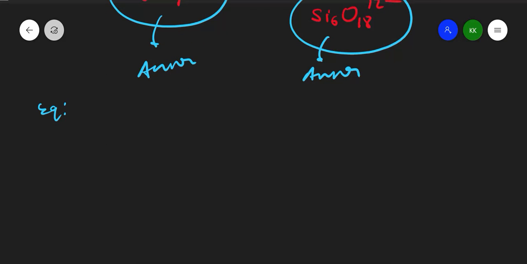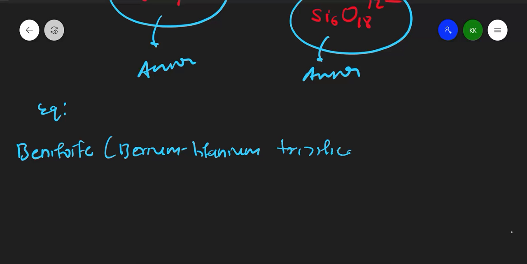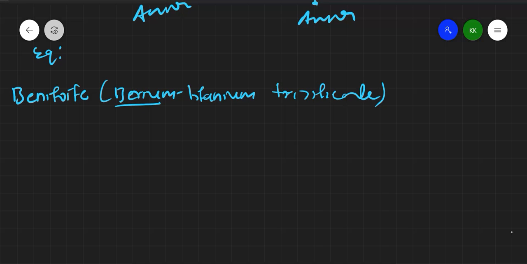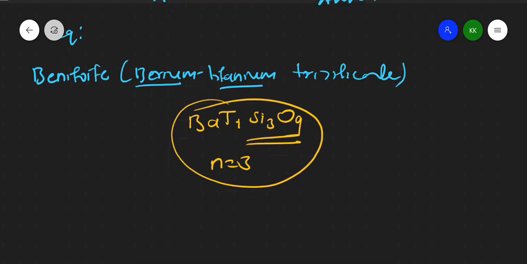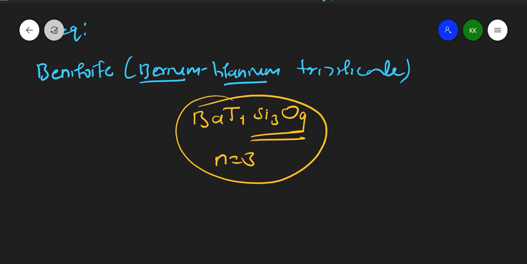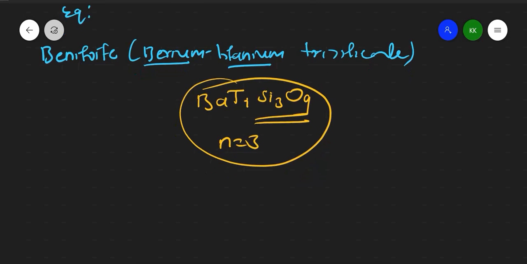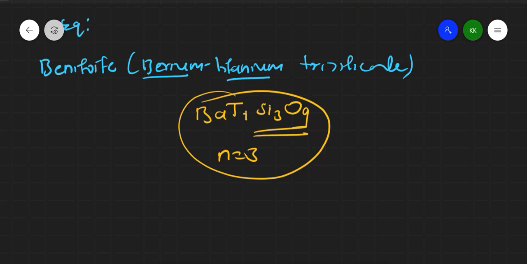So let me give this one, benitoite, right? It is nothing but barium titanium trisilicate. I'll give you the formula. Barium and titanium are the cations here, right? So what will be the formula? BaTiSi3O9, right? So Si3 means here n is nothing but 3. So this is the example for this cyclic silicate in which 3 silicon atoms are there, right? So barium titanium trisilicate, we call it benitoite.